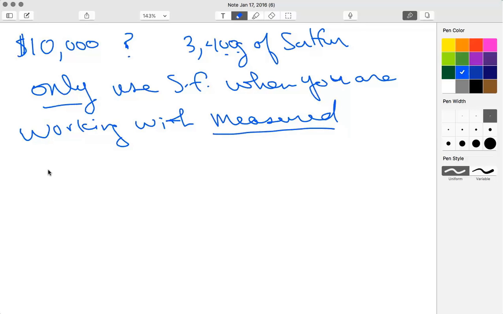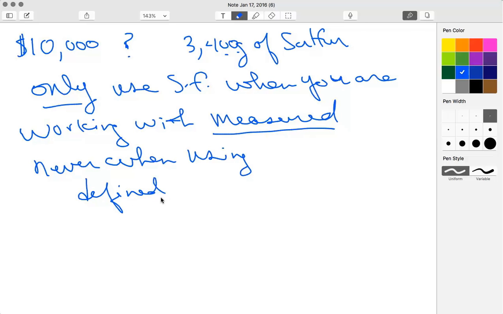So when do you not use significant figures? Never when using defined quantities. So you don't use them in things like conversion factors, because conversion factors are always defined. So if you say that there are 12 inches equals 1 foot, that is infinite precision that you know, because that is defined.